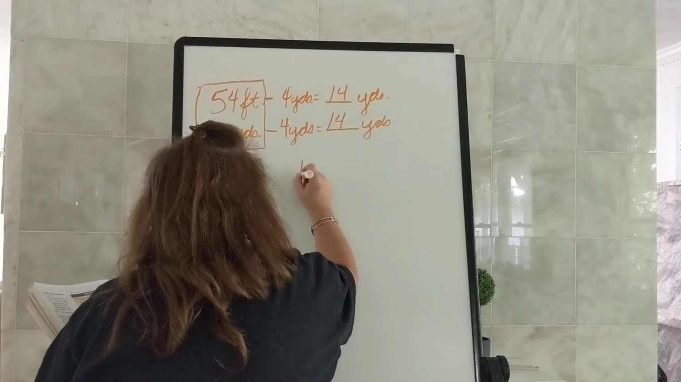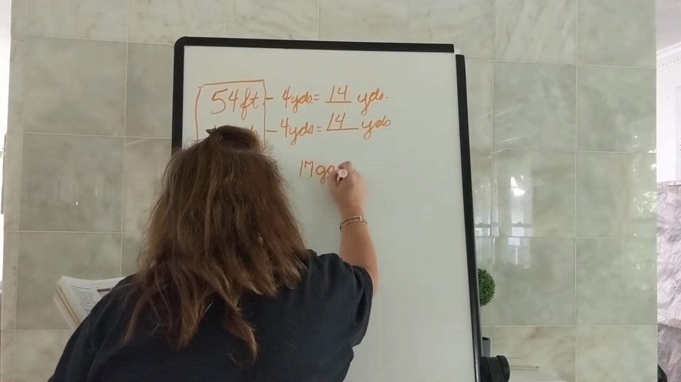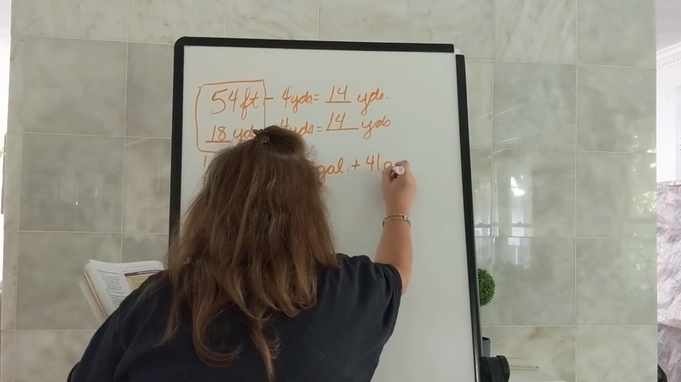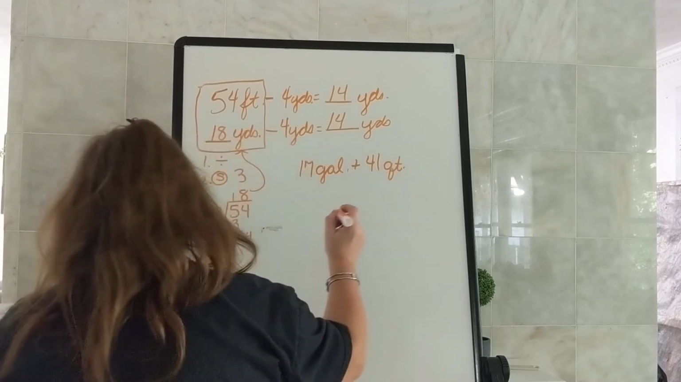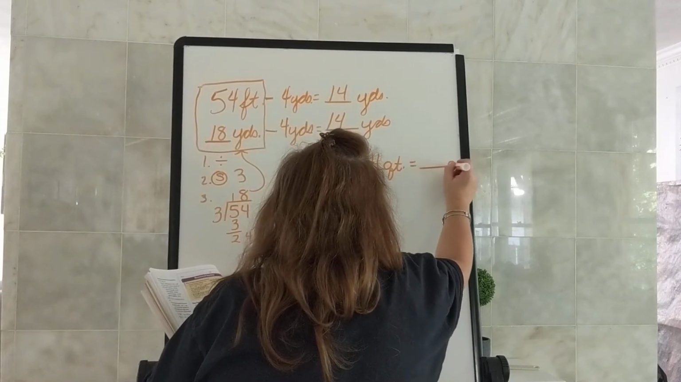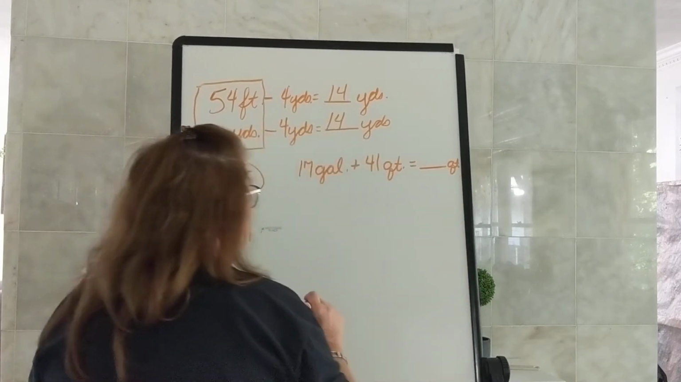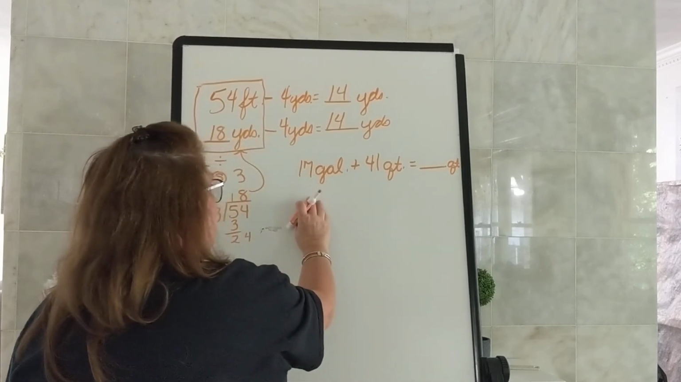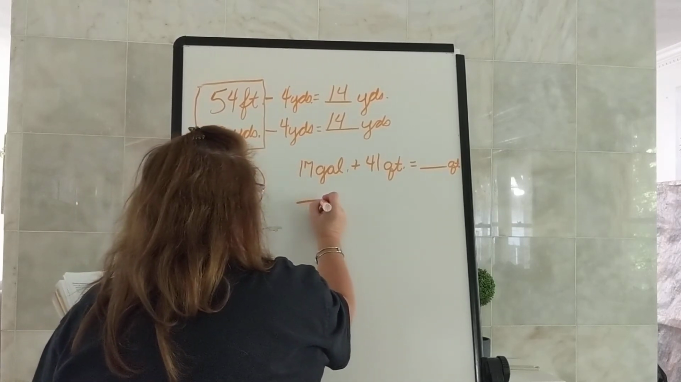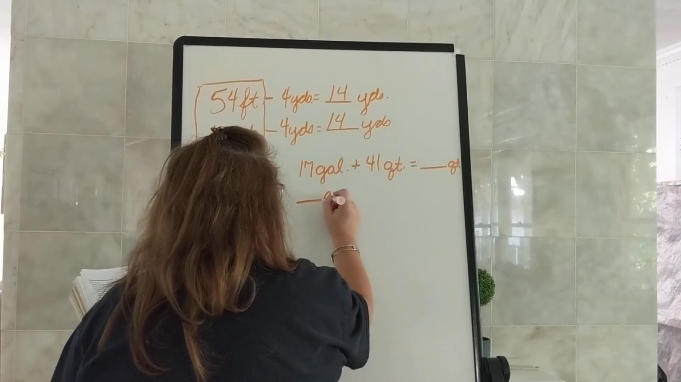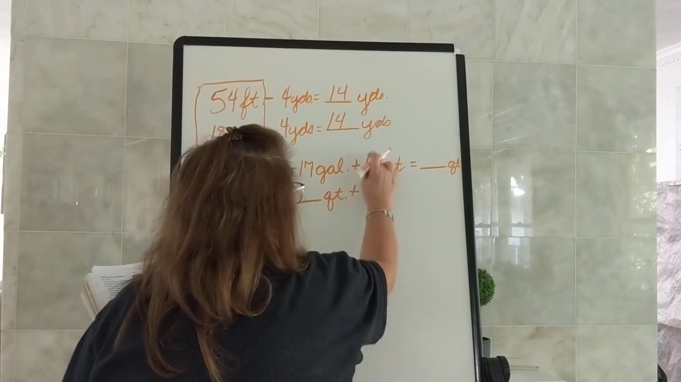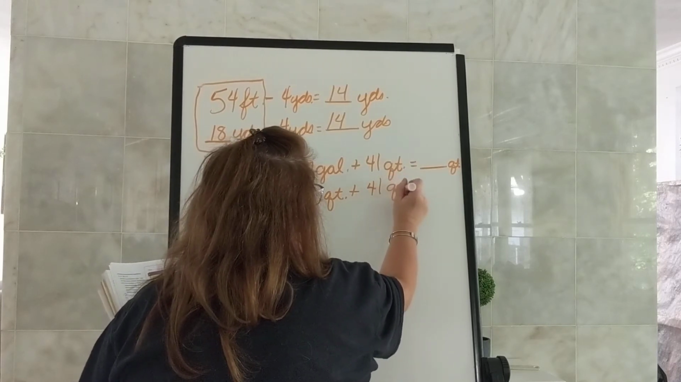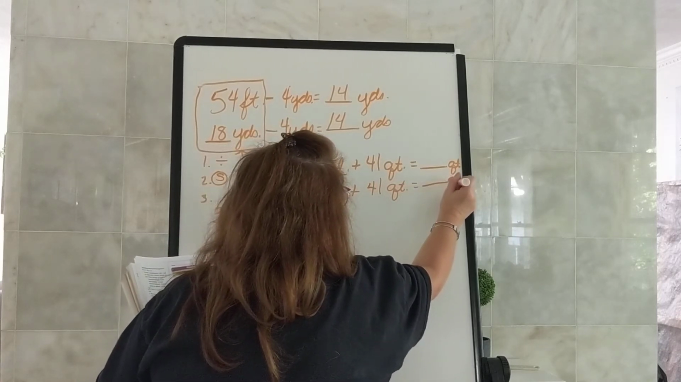Look at letter B. We have 17 gallons plus 41 quarts equals blank quarts. Alright, so our answer is in quarts. This is already quarts, so this is what's going to have to change. So we're going to put blank, right where we're turning our answer to, blank quarts, plus, we're just going to copy this the same because it is already quarts, plus 41 quarts equals blank quarts.